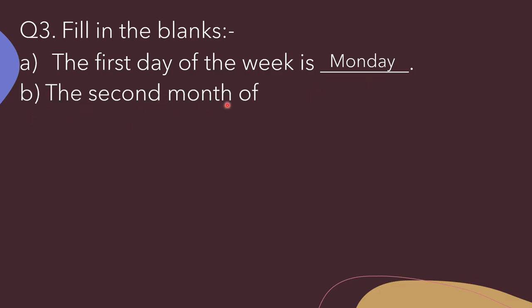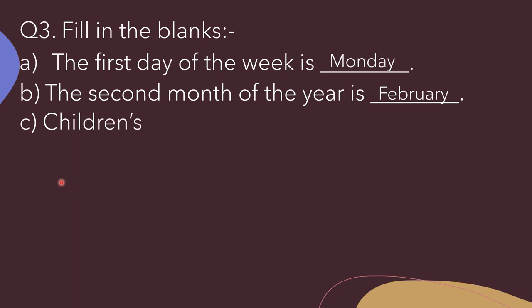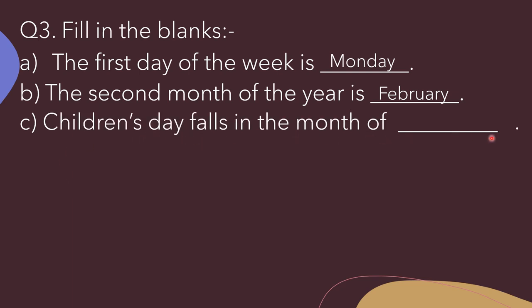The second month of the year is dash. Now we have to count the second month. The first month is January and the second month is February. So here we need to write the spelling of February. February. Now C part. Children's Day falls in the month of dash.